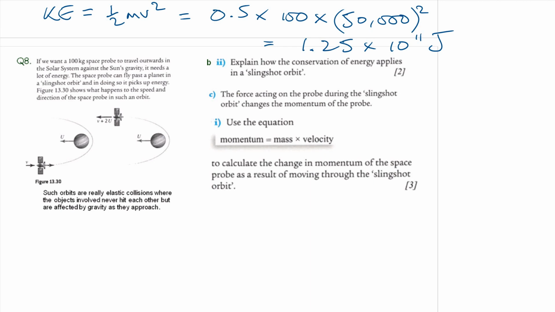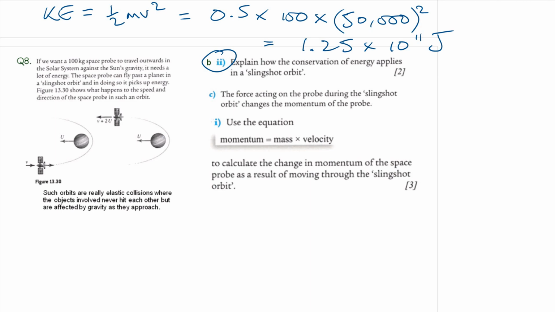Now, question B, part 2. Explain how the conservation of energy applies in a slingshot orbit. Well, the momentum before the event must equal the momentum after the event, yes? Now, the masses do not change. The space probe hasn't gained any mass. The planet hasn't lost any mass.